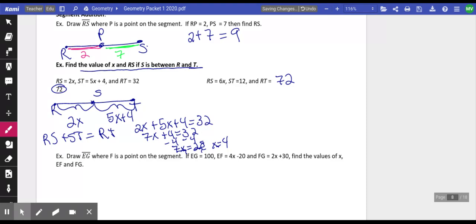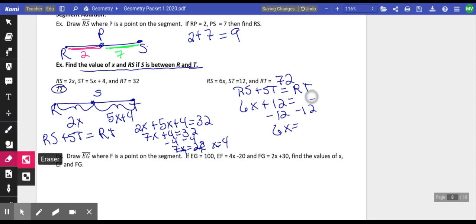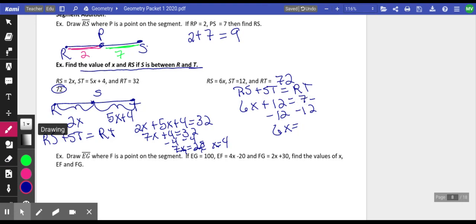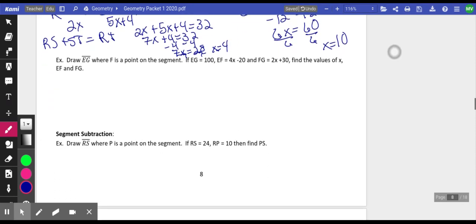Again, we're going to use the same drawing here. So we have RS and ST equals RT. That means RS plus ST equals RT. So it's 6x plus 12 equals 72. Here I'm going to subtract 12 from both sides first. It's 6x equals, I wrote 17 instead of 72. Sorry about that. Correct it. Then 72 minus 12 is 60. Divide by 6, x equals 10. So pause the video, give this one a try, and then come back and check your answer.